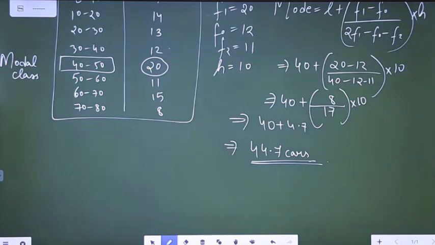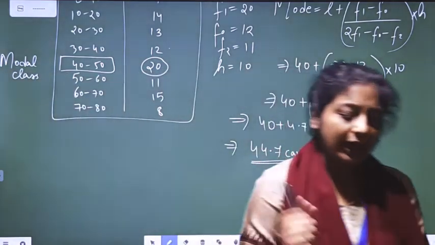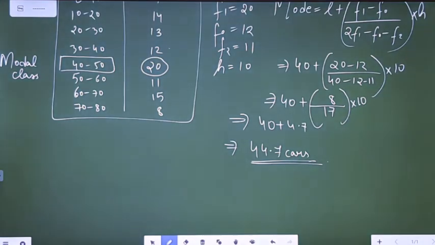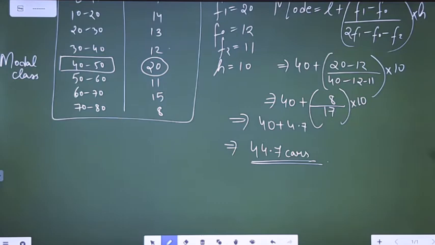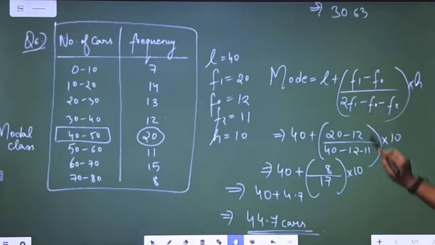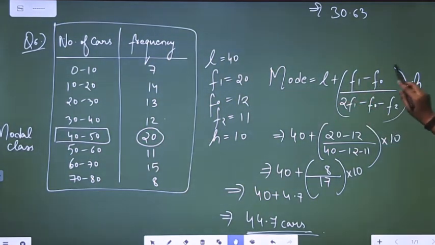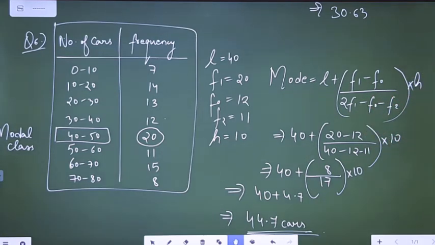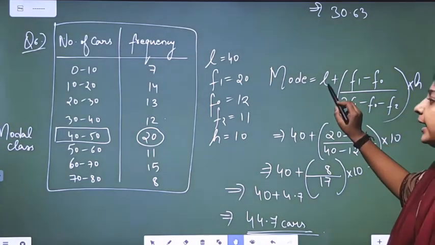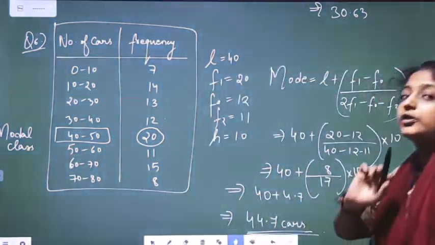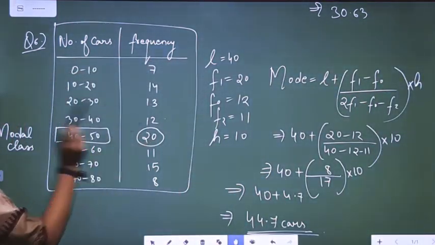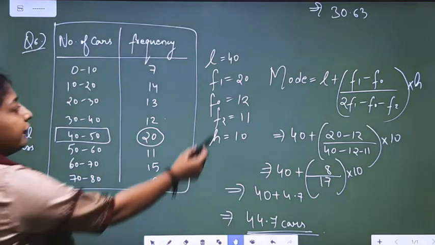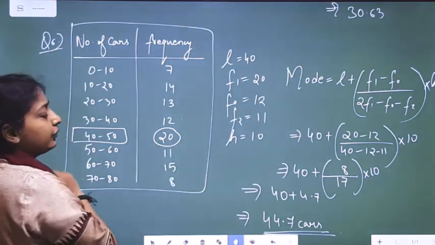So this is it for this exercise. This was the method of calculating the mode of grouped data. For finding the mode of grouped data, we have to remember this formula: Mode equals L plus F1 minus F0 upon 2F1 minus F0 minus F2, into H. What is L here? L is the lower limit of the modal class. What is the modal class? Modal class is the particular class interval with the maximum frequency. Then F1 is that maximum frequency.